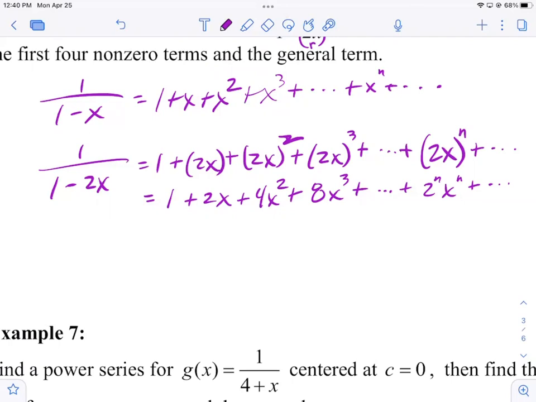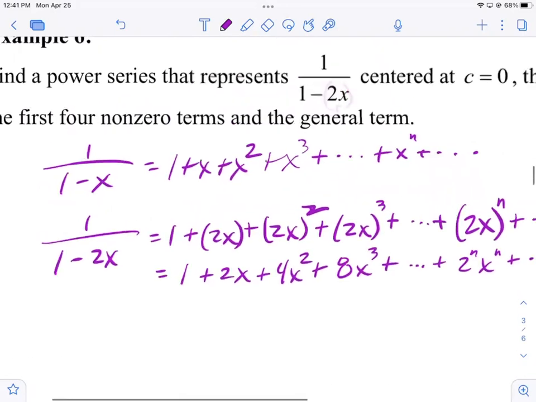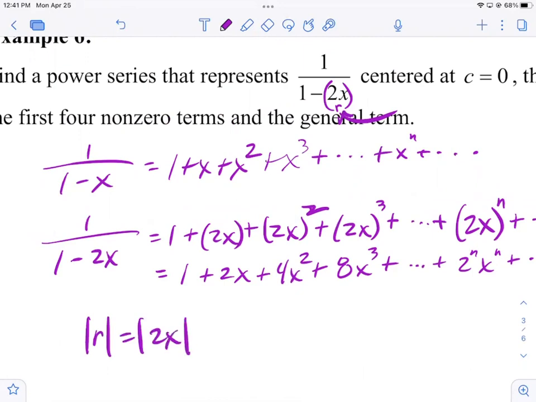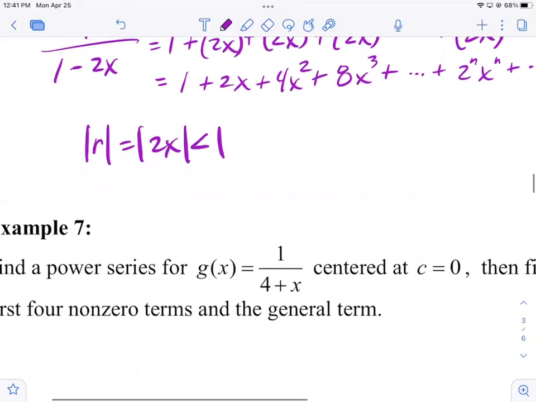Now, the interval of convergence. The endpoints still are not going to work. But is it still from -1 to 1? No, because what's our R now? It's 2x. So the absolute value of R, which is the absolute value of 2x, has to be less than 1. Now that's a little bit different. So if you were to factor the 2 out, as long as it's positive, you can do that. And now how will I solve for the absolute value of x? All right, less than 1/2.